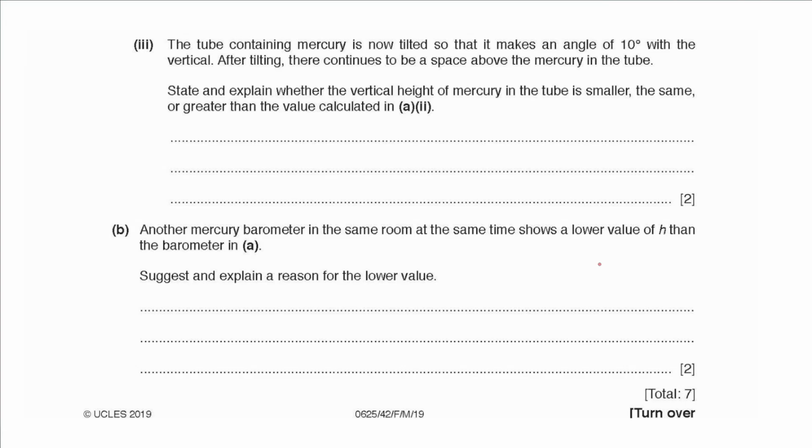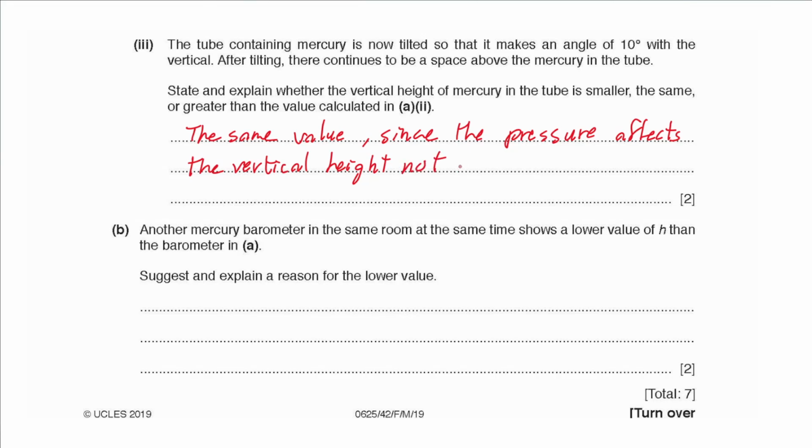Part iii says the tube containing mercury is now tilted so that it makes an angle of 10 degrees with the vertical. After tilting, there continues to be a space above the mercury in the tube. State and explain whether the vertical height of the mercury in the tube is smaller, the same, or greater than the value calculated in a ii. We say that it will be the same value since the pressure affects the vertical height, not the incline, and atmospheric pressure did not change. So the height will not change.